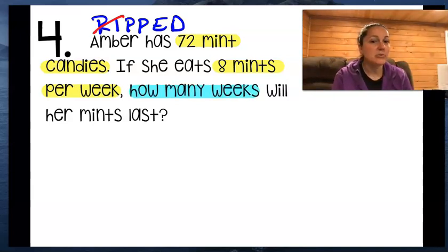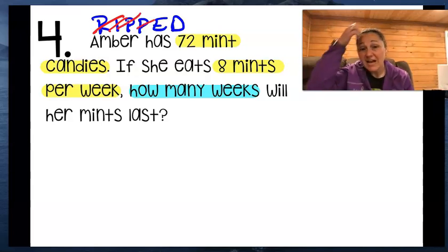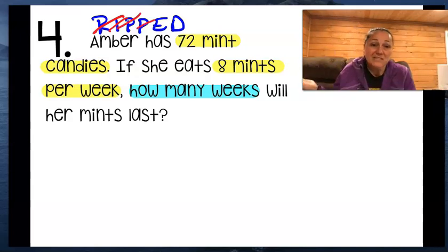So if I do 72 mints, 8 a week, the size of my group is 8 per week. I'm looking for how many weeks, which would be essentially how many groups. Sounds like division to me. So my plan and my picture, I'm going to do a form of division. I can do division in a tape diagram.